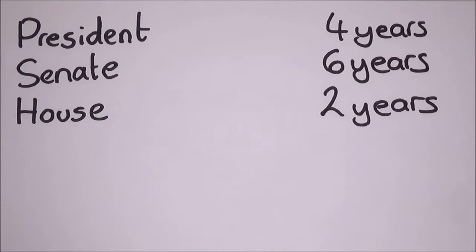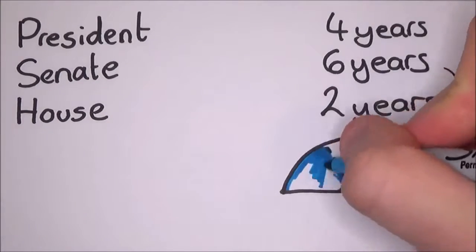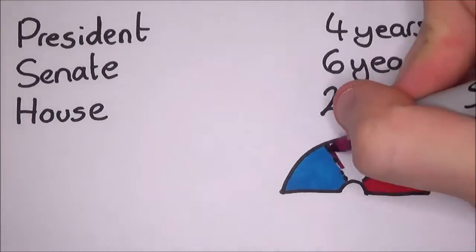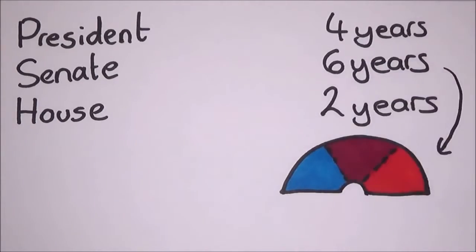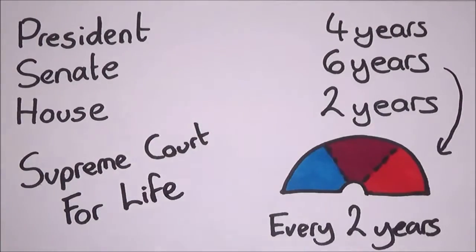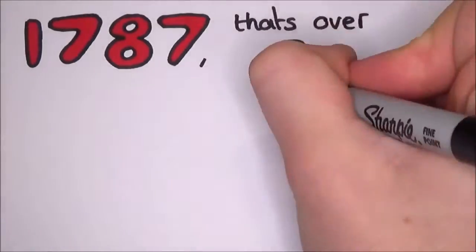The President serves for 4 years, the Senate serves for 6 years, but it is split into 3 sections. Each member will serve 6 years, but they are staggered so that there is constant rotation every 2 years, as 1/3 of the Senate will change every 2 years. The House serves for 2 years. The Supreme Court is for life on good behaviour. This means if you're misbehaving, you're kicked out. All in all, this makes it very complicated and very slow.